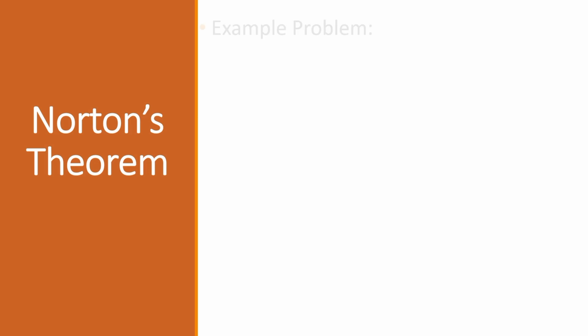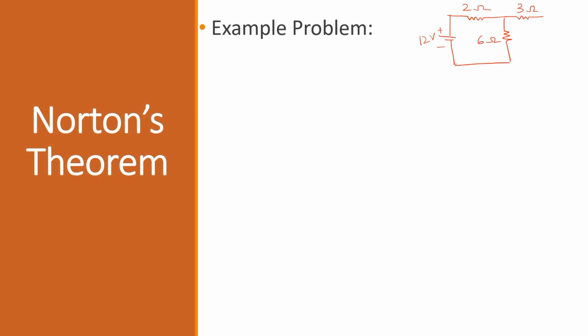Now look at this example problem. You have a circuit with a voltage source of 12 volts connected to a 2 ohms resistor. It is further connected to a resistor of 6 ohms. Here is another resistor of 3 ohms, and here is the load resistor of 1.5 ohms.